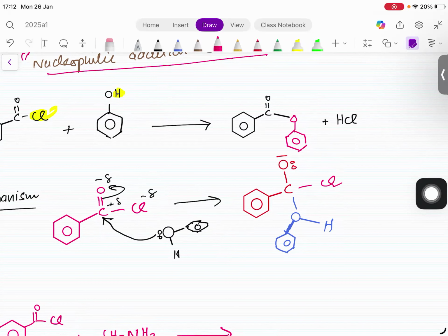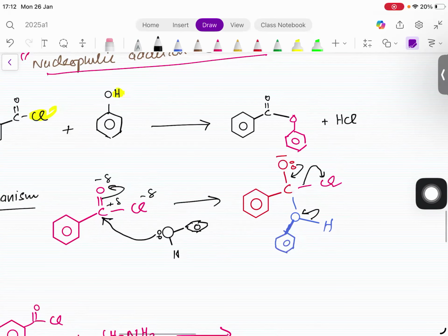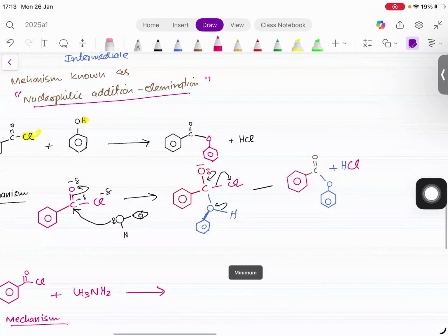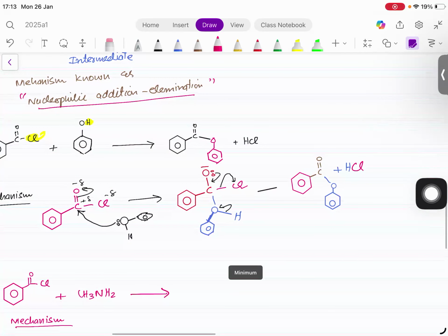Now what happens for the elimination? This bond is broken, this bond, then this one. What is formed? Double bond O, and then O, and then this plus HCl. And the product is known as a phenyl ester: phenyl benzoate. Phenyl benzoate. Got it?